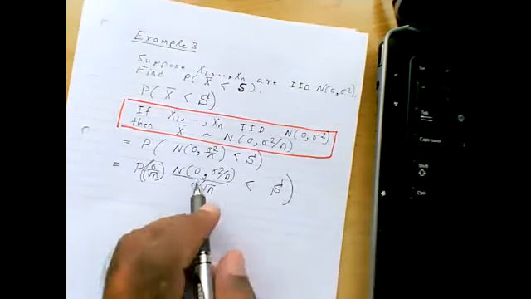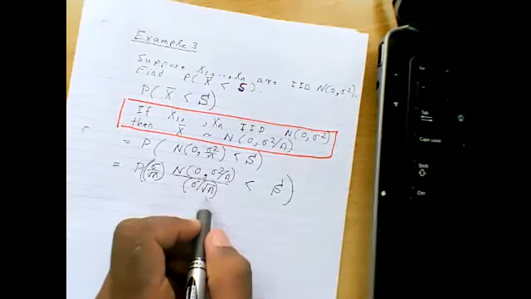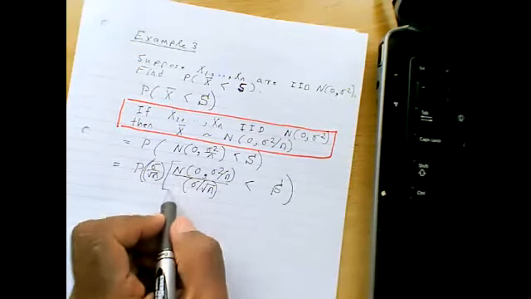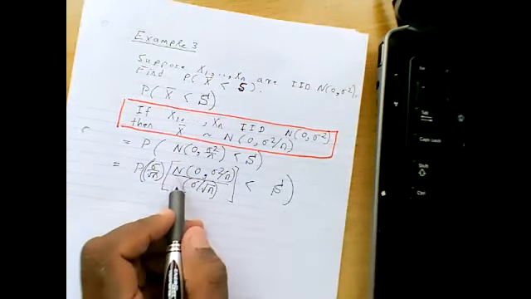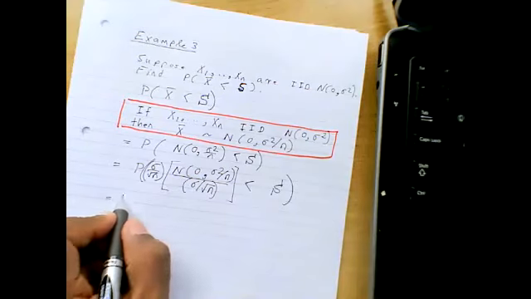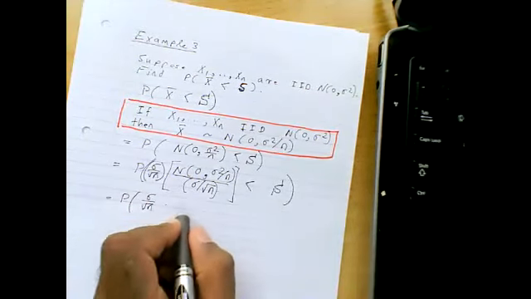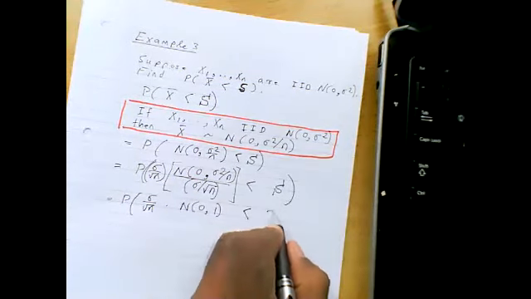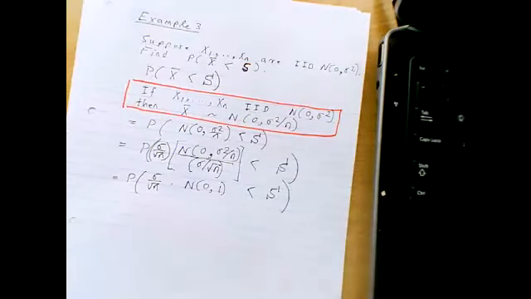Right. All right. Now, you see what I've done here? I've divided by sigma by root of n and multiplied by this. The reason I have done this is because when you divide this by this, it is going to become a standard normal. So this will become the probability that sigma by root of n times standard normal is less than S, right?